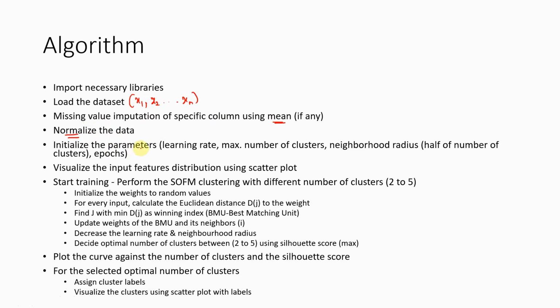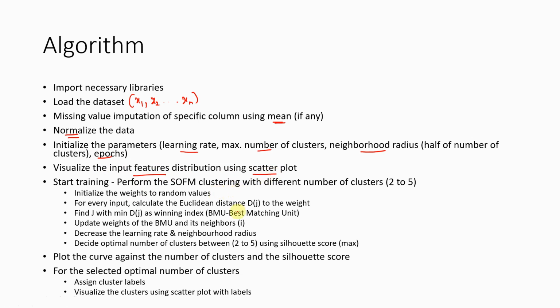And next we need to initialize the parameters needed for the learning algorithm: the learning rate, how many clusters we need to divide our data into, and then the neighborhood radius for the best matching unit. Generally, the neighborhood radius will be taken as half of the number of clusters we consider, and how many iterations we want to execute the algorithm. Before executing the algorithm, we will visualize the input feature distribution using a scatter plot. So now the training starts.